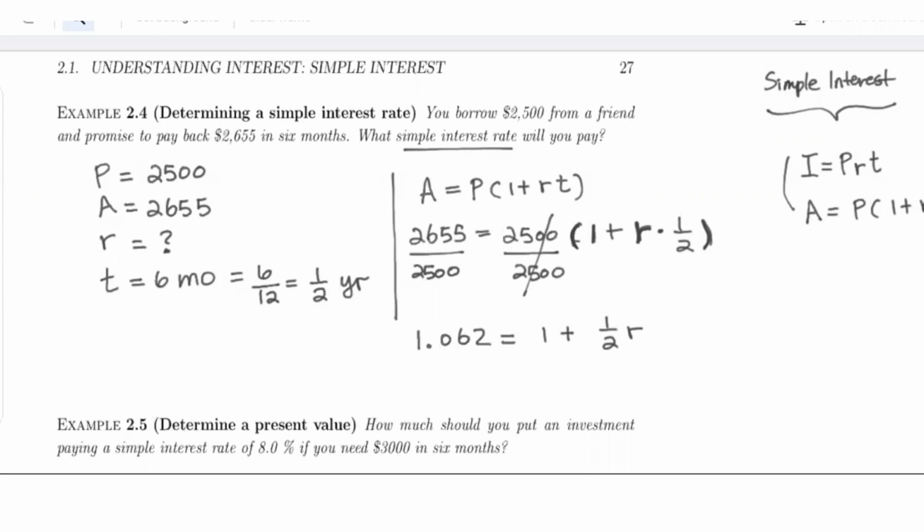All right, so from this, what do we solve? How do we do this? We subtract 1 on both sides. So we have 0.062, which is 1/2 R. Okay, so you multiply by 2, so we get R equal to, that's what I have in my calculator. Okay, is this it?